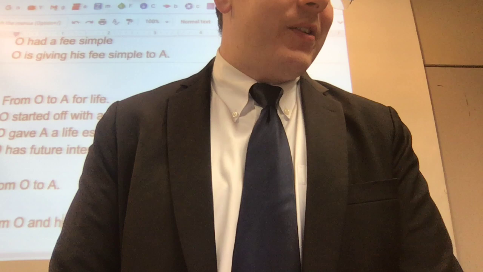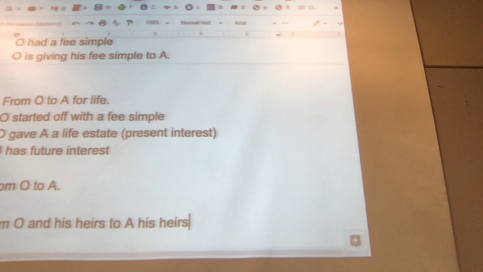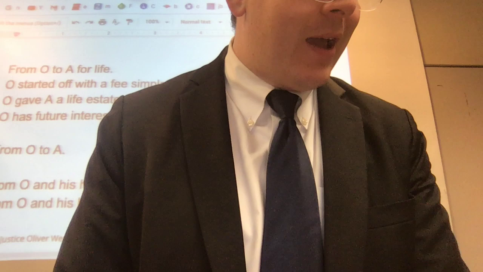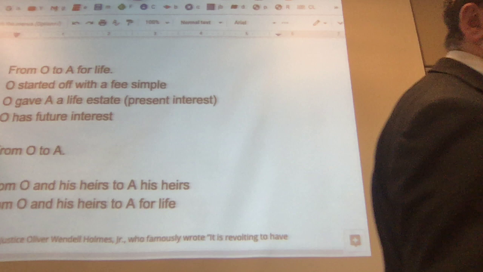I don't want to torment you, but this is based on what your question is asking, right? You would say from O and his heirs to A and his heirs, meaning if for whatever reason O dies at some point, his heirs get it. Or you could say from O and his heirs to A for life, right? This clarifies that if O dies first, it goes back to O's heirs upon A's death.